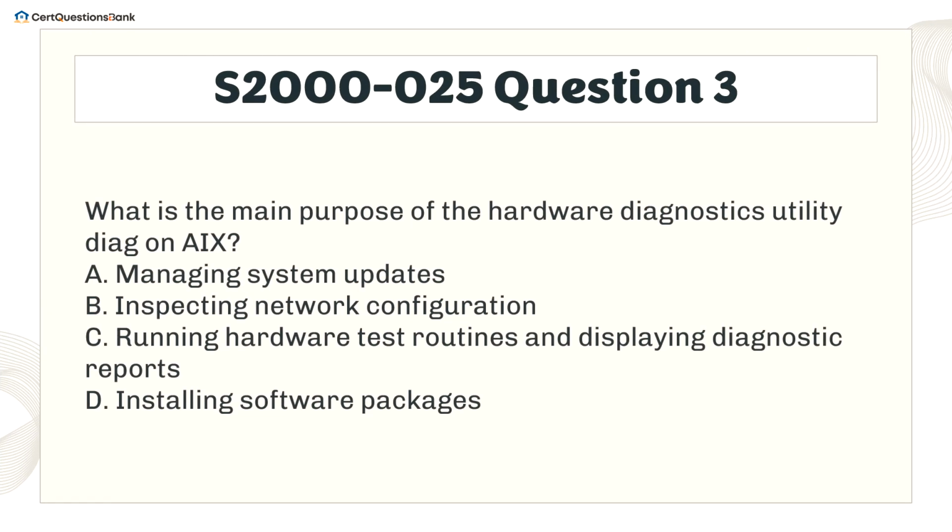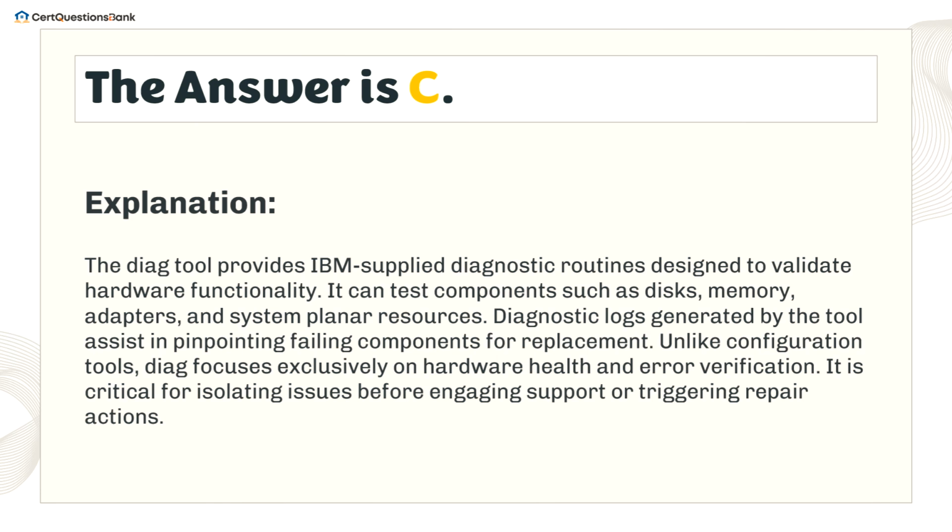What is the main purpose of the hardware diagnostics utility diag on AIX? A. Managing system updates. B. Inspecting network configuration. C. Running hardware test routines and displaying diagnostic reports. D. Installing software packages. The answer is C. The diag tool provides IBM-supplied diagnostic routines designed to validate hardware functionality.